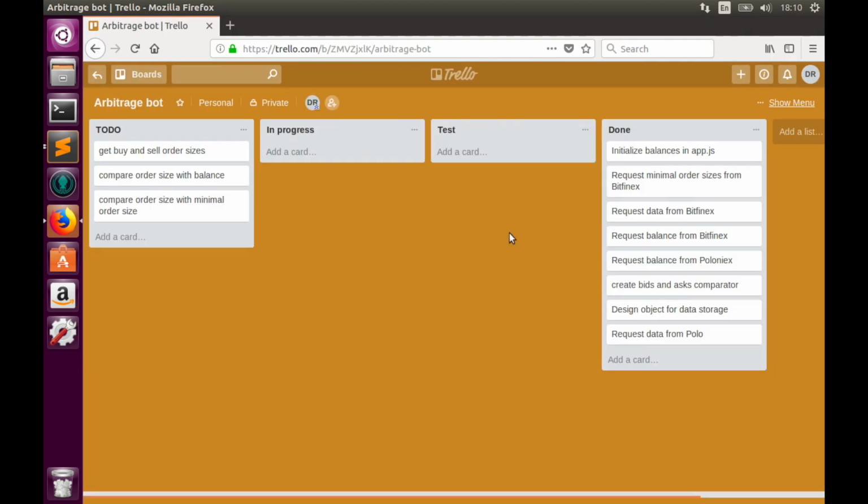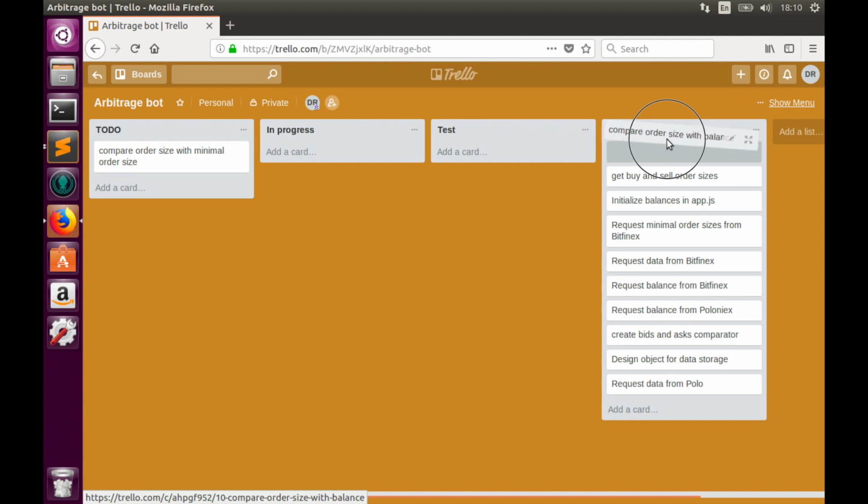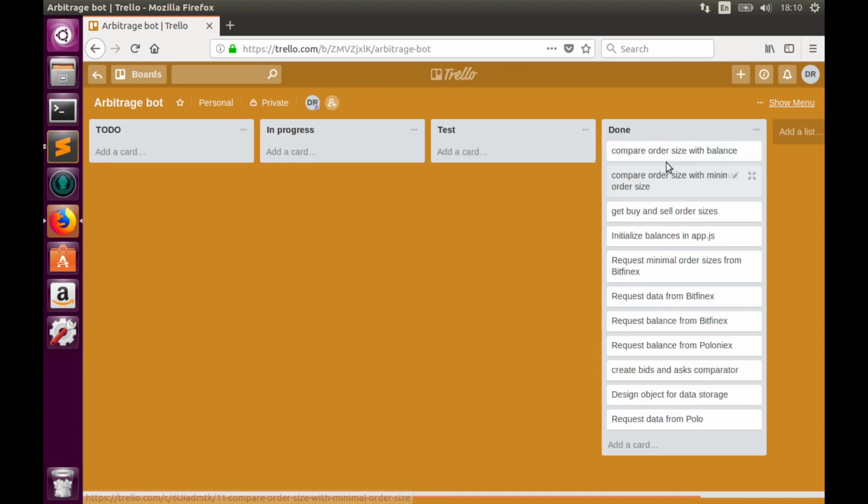This is all for today. Let's move all tasks we have implemented into the Done tab. We are able to calculate position size, compare this position size with our balance, and compare position size with minimal order size. So we have implemented Position Manager, and in the next video we'll begin implementation of Trade Executor.